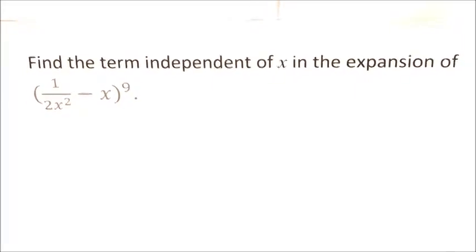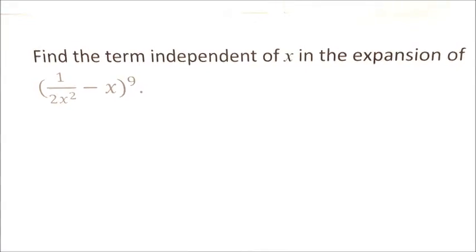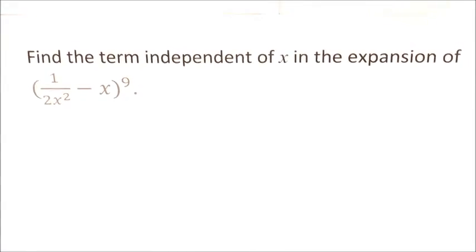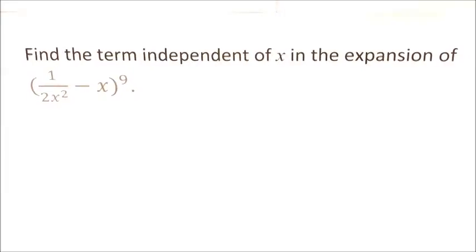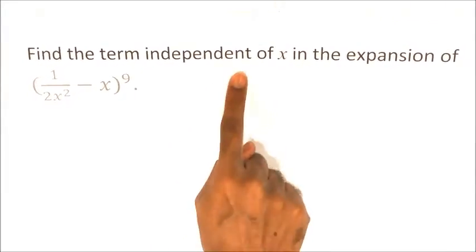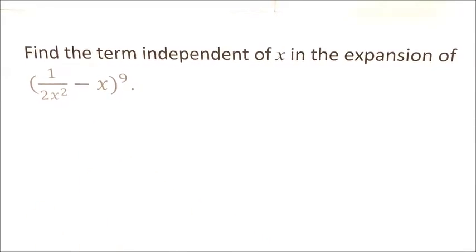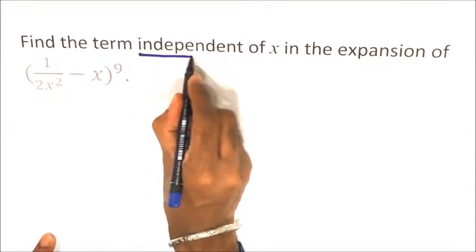In this video, we'll learn how to find a specific term in a binomial expansion when we are not given the term number. Let's see how we can do this by considering this problem over here, where our task is to find the term independent of x in this expansion. But before that, we need to understand what the term independent of x means.